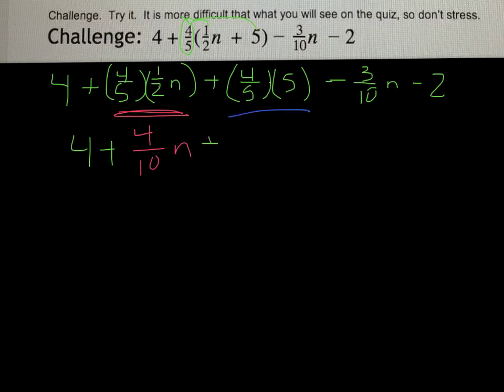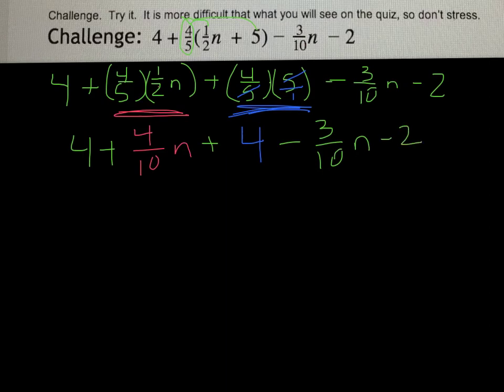Then we're going to add that to our next term, which is 4/5 times 5. I know that 4 times 5 gives me 20, and that 20 over 5 will then give me 4. So I know that I'm going to be adding 4. Also, I noticed that my 5's over 1 cancel, so I'm left with just 4. And now I continue to bring down the rest of my expression.